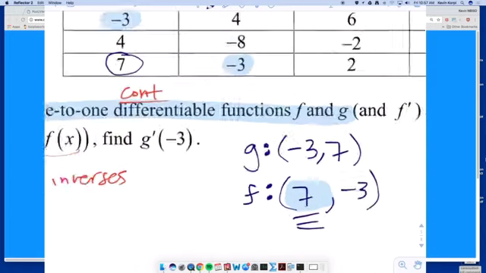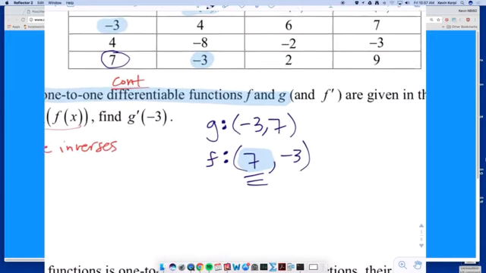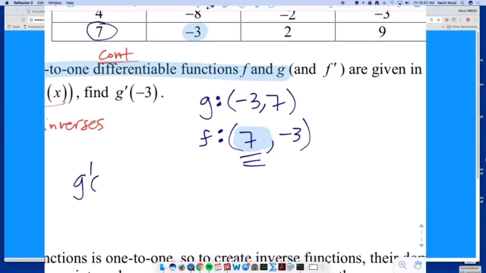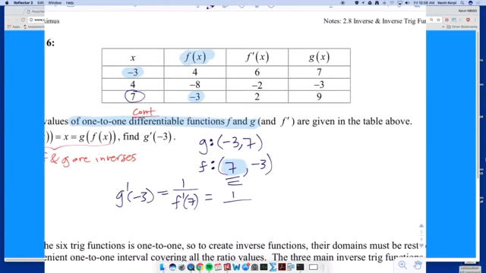So it's 7. So now what I know then, since there is no G prime column, I know I have to go through F prime. So G prime of negative 3 is 1 over F prime of what? 7. Yeah. And F prime of 7 now we can get from the column to be 2. There you go. Now notice there's also an F prime of negative 3. So guess what an answer choice would be on the test as well? 1 over 6 would be another answer choice.